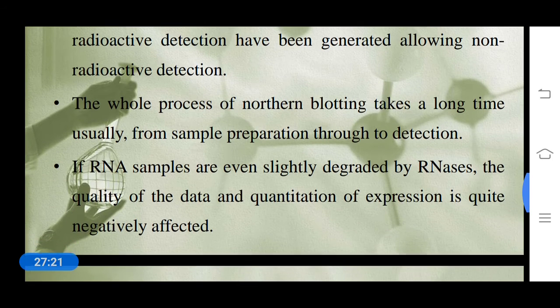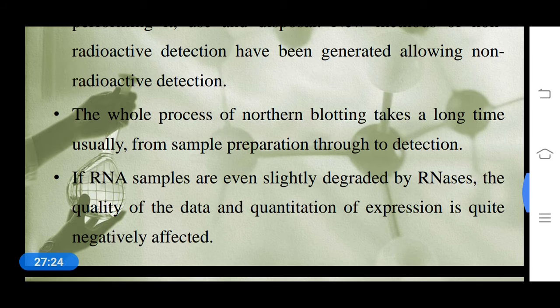If RNA samples are even slightly degraded by RNases, the quality of the data and quantitation of expression is quite negatively affected. So the activity of RNases will affect Northern blotting. If RNases act on RNA, they will slightly degrade it, and the expression of that particular RNA will not be perfectly seen.